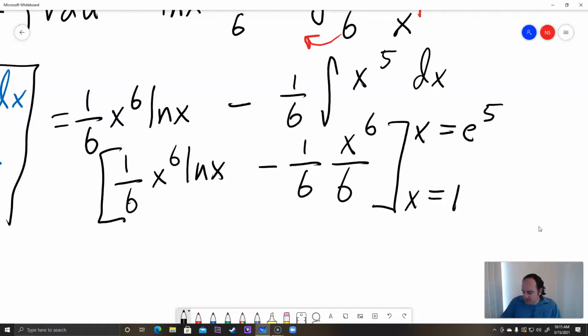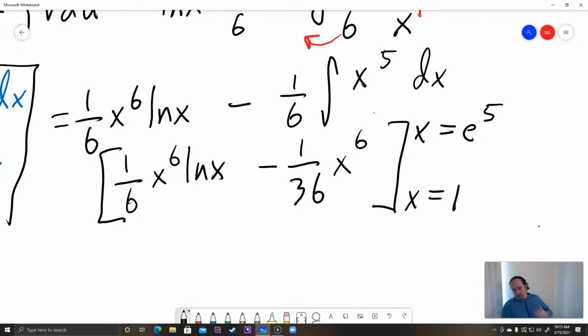And for that second term there, instead of writing it as negative 1/6 times x to the 6 over 6, we can actually multiply the 6 times 6 on the bottom, and we're going to get 1 over 36. So I'm going to go ahead and rewrite this one as negative 1 over 36 times x to the 6th.